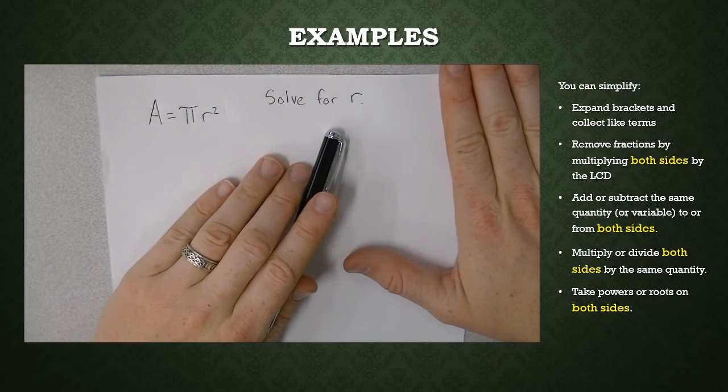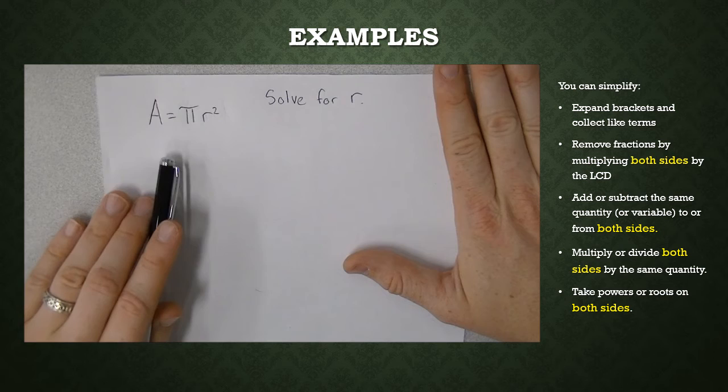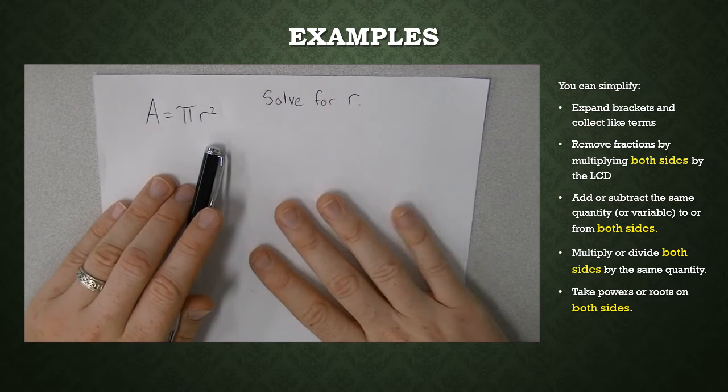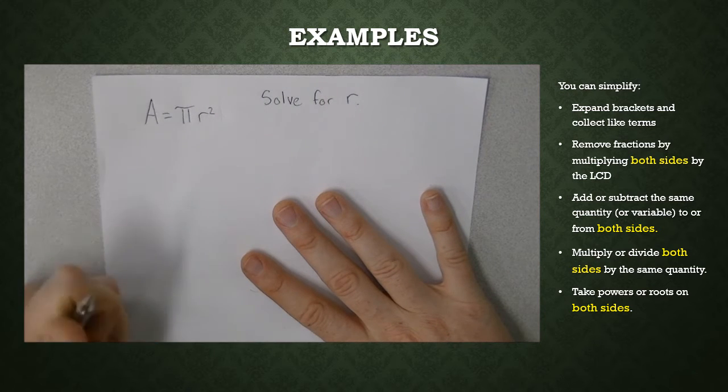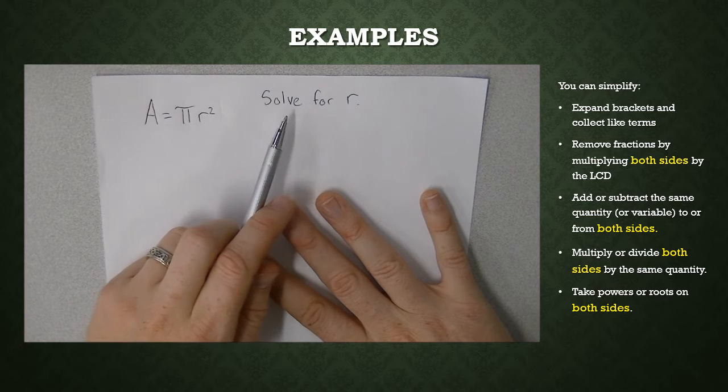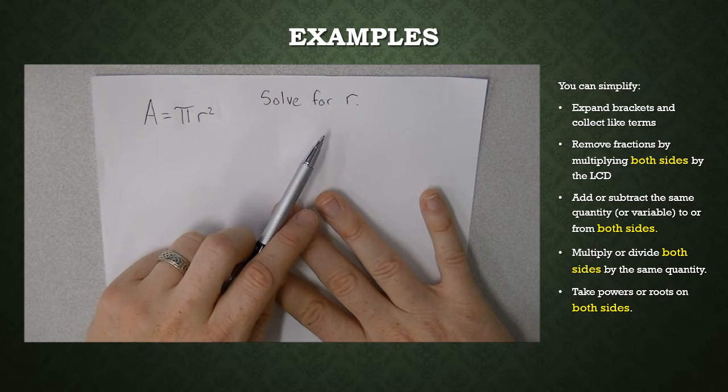We're told to solve for r. My equation is A equals pi r squared. You probably will recognize that as the area of a circle, but once again, even if you didn't, you don't need to know what this formula means to follow these instructions. Right? Solve for r is just another way of saying isolate r, or isolate for r.